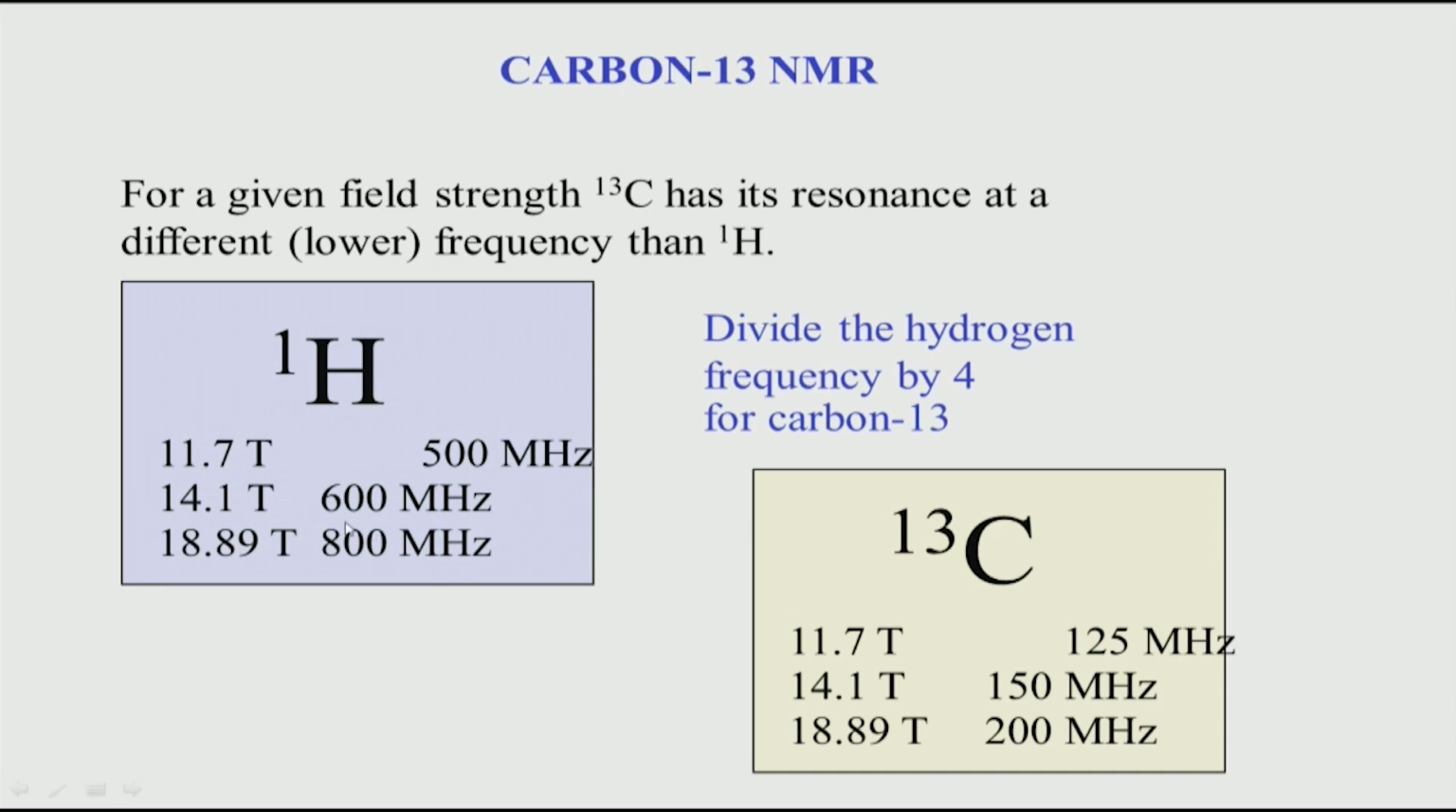If you look at 600 megahertz, proportionately it goes down by a factor of 4. If you look at 800 megahertz, it goes down again by a factor of 4. So, everywhere remember, if you are working at x frequency for hydrogen, x by 4 is what will be the frequency for carbon 13 at the same magnetic field.